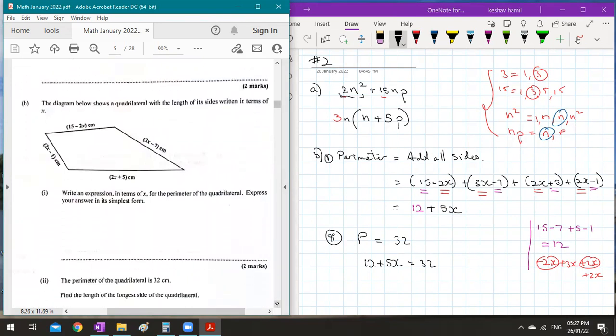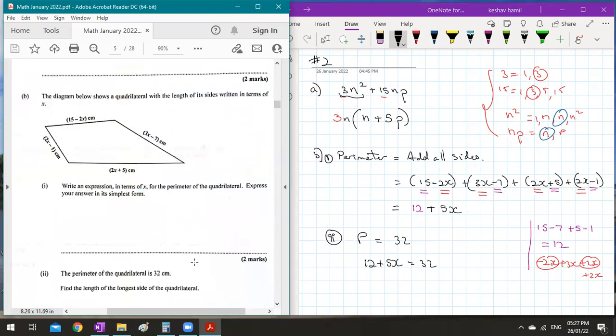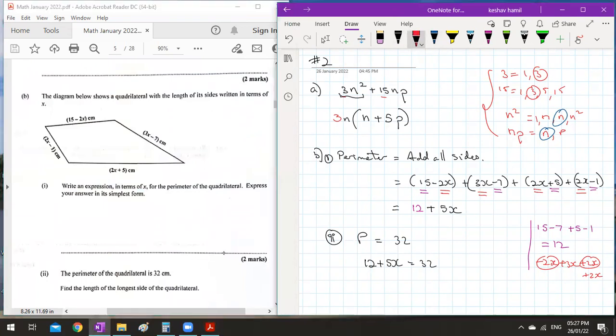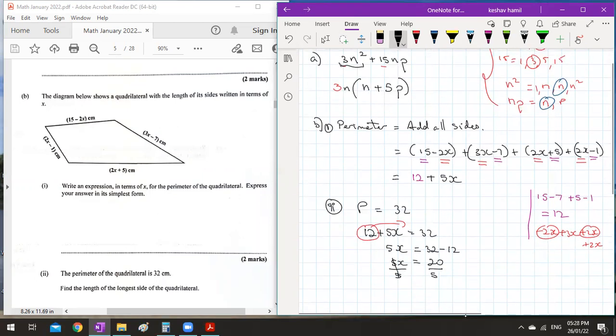So let's find the value of x first. We want the x alone on the left hand side, so we get rid of the 12. So 5x plus 12 equals 32. 32 subtract 12 is 20. 5x is equal to 20. To get 1x, we divide by 5 on both sides. 5 into 5 cancels out. x is 4.